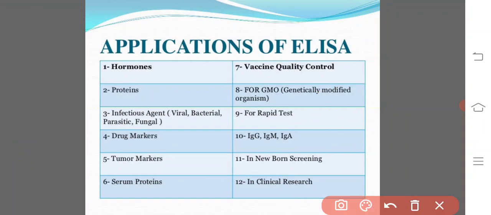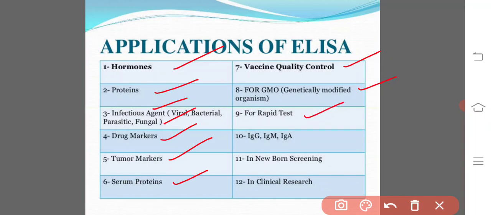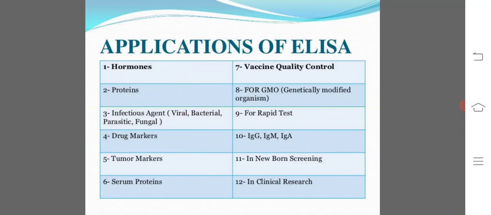And finally, the applications of ELISA. We will use ELISA to detect hormones, proteins, infectious agents like virus, bacteria, parasite and fungal infections. And you can also detect drug markers, tumor markers, serum proteins, and you can also check vaccine quality control. It is also used for the detection of genetically modified organisms, GMO, and for all the rapid tests to detect IgG, immunoglobulin M and immunoglobulin A, and also for newborn screening, and it is widely used in clinical research. So these are the broad spectrum of applications of ELISA.